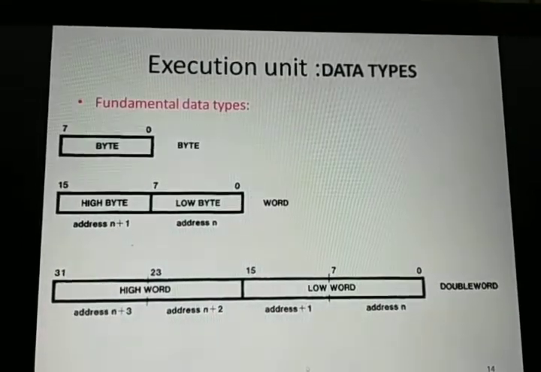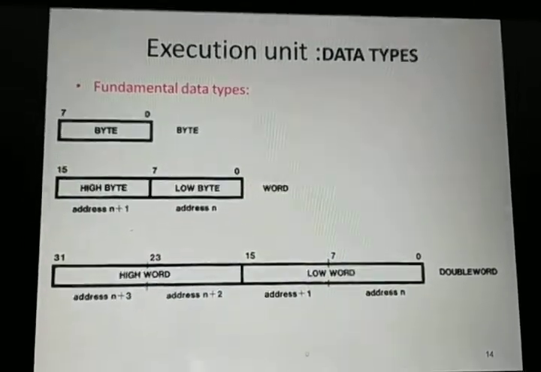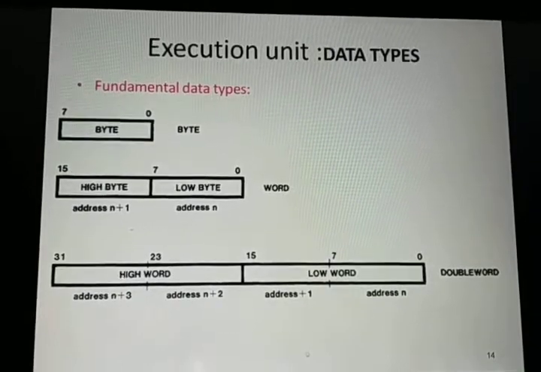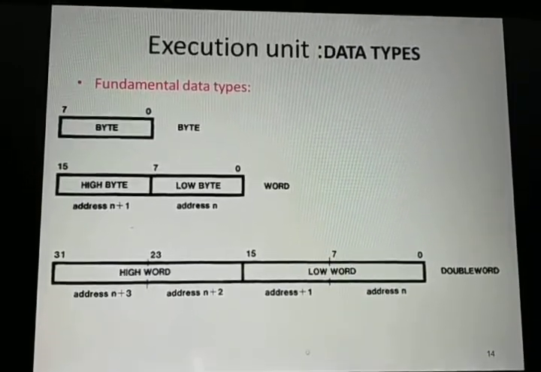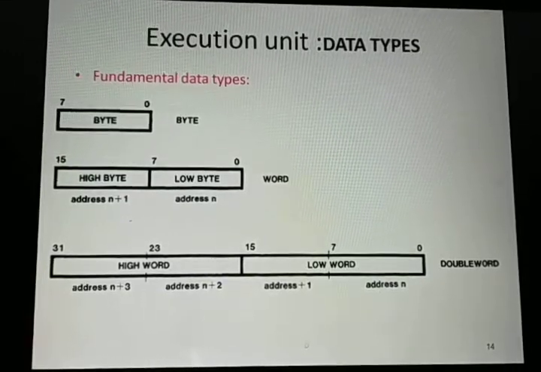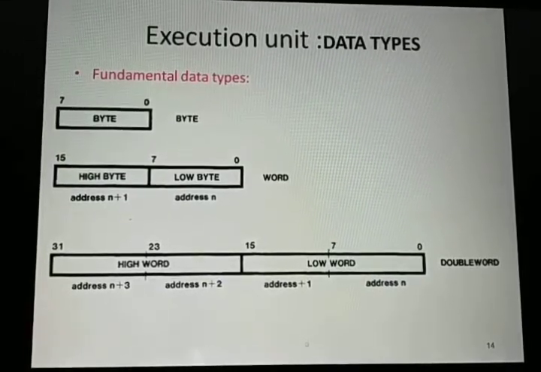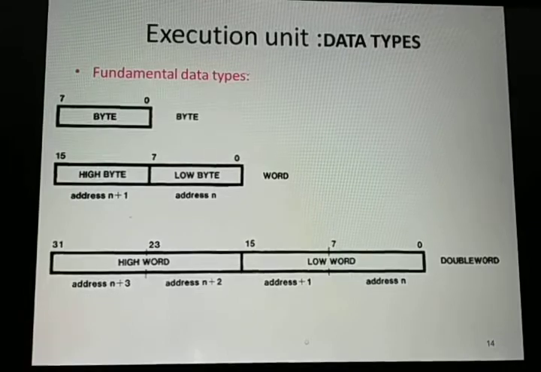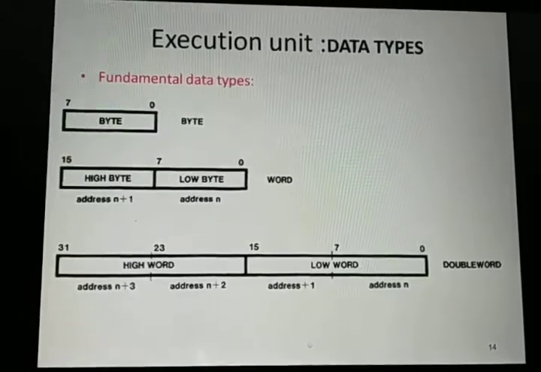Then, execution unit data types. Here in this diagram you can see the data types: byte, word, and double word. Byte is your 8-bit field, word is your 16-bit field, and double word is your 32-bit field.